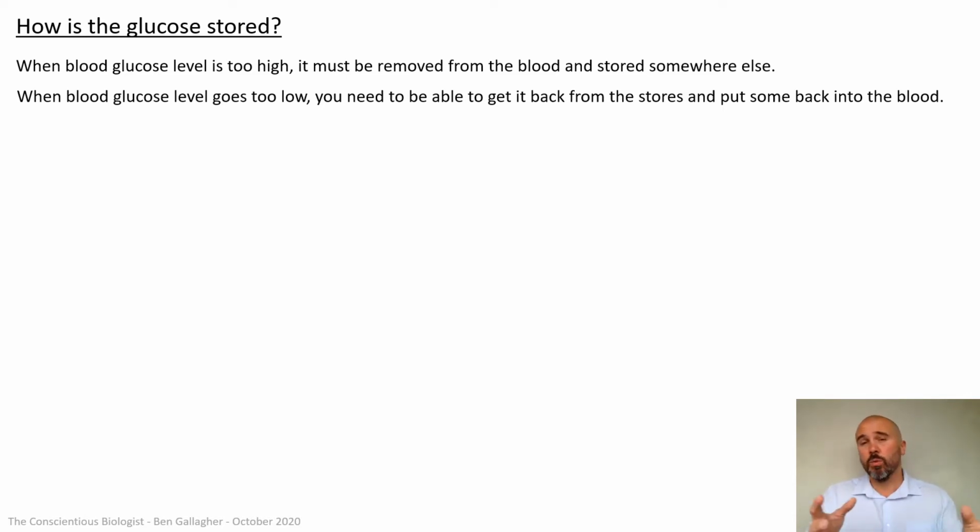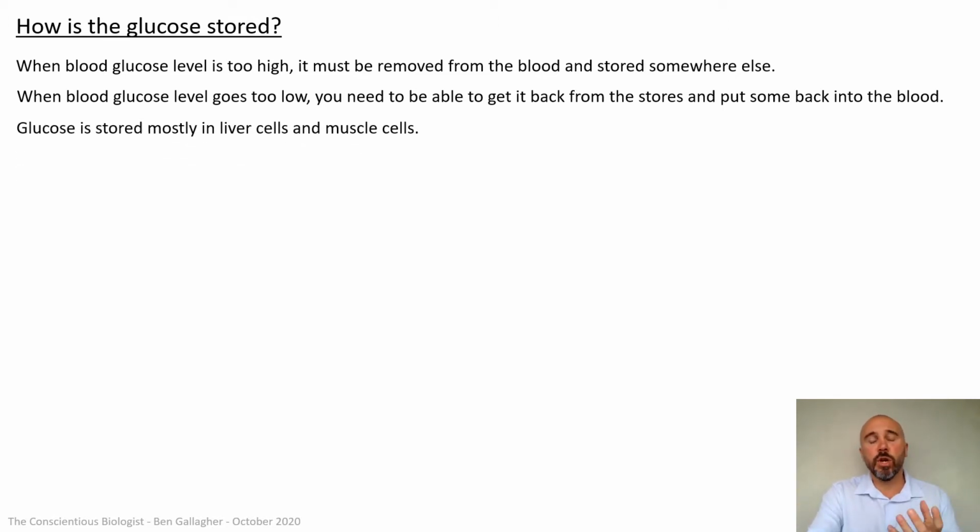In other words, when you eat and you put all that sugar into your body, you don't want it in your blood, so you need to pull it out of your blood and store it somewhere safely where it's not going to do any harm, where it's not going to mess with osmosis. But when you go low, you need to be able to open those stores up to get some of it back. Now, glucose is stored mostly in liver cells and muscle cells. So link this to the last video: those must be the target organs for the hormones that control this.